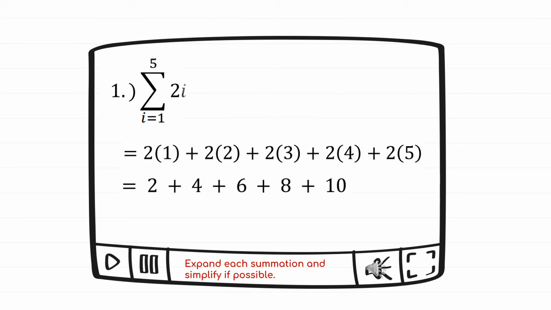Next, simplify. 2 times 1 is 2, plus 2 times 2 is 4, plus 2 times 3 is 6, plus 2 times 4 is 8, plus 2 times 5 is 10, equals, we'll add 2 plus 4 plus 6 plus 8 plus 10 equals 30. So we have the summation of 2I from I equals 1 to 5 equals 30.